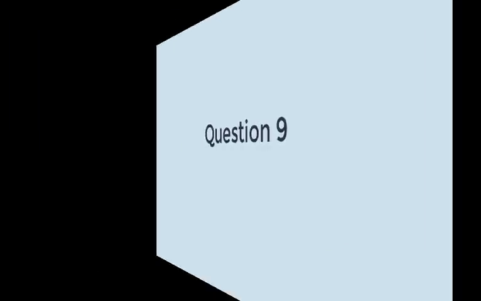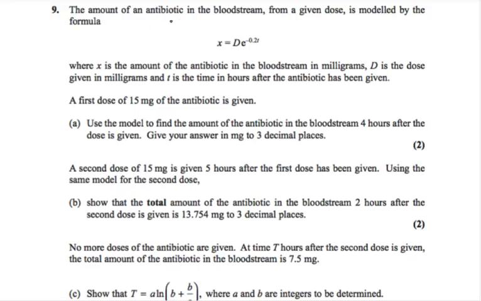Question 9. The amount of an antibiotic in the bloodstream from a given dose is modelled by the formula x equals d e to the power of minus 0.2t, where x is the amount of the antibiotic in the bloodstream in milligrams, d is the dose given in milligrams, and t is the time in hours after the antibiotic has been given. A first dose of 15 milligrams of the antibiotic is given.